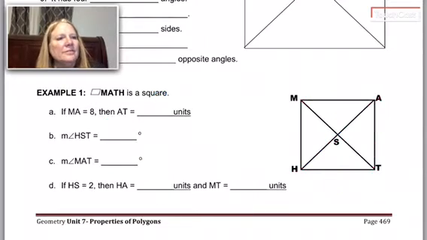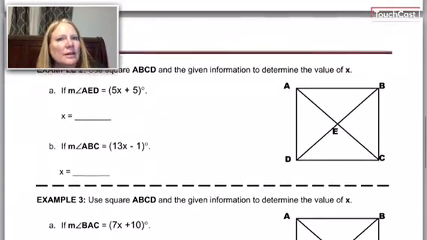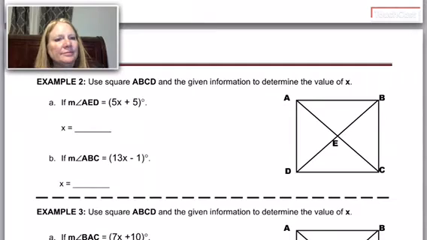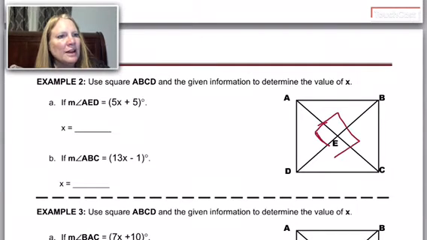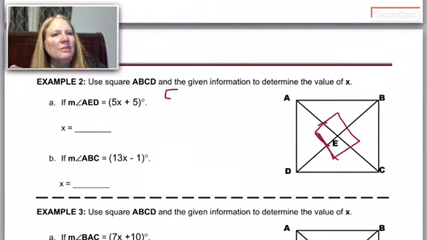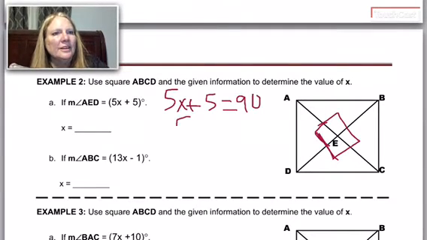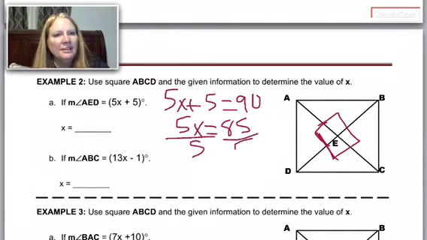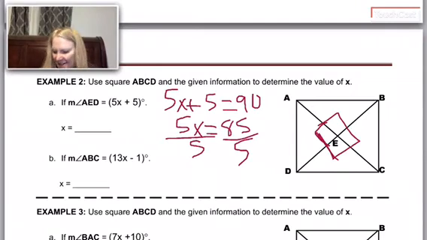All right, let's go to the next example. AED is right here. And again, all of these are right angles. So 5x plus 5 equals 90. So 5x is equal to 85. If we divide by 5, I think 17, but let me double check. 85 divided by 5 is 17.